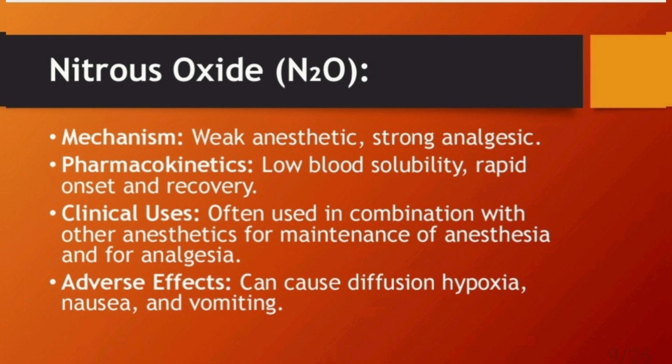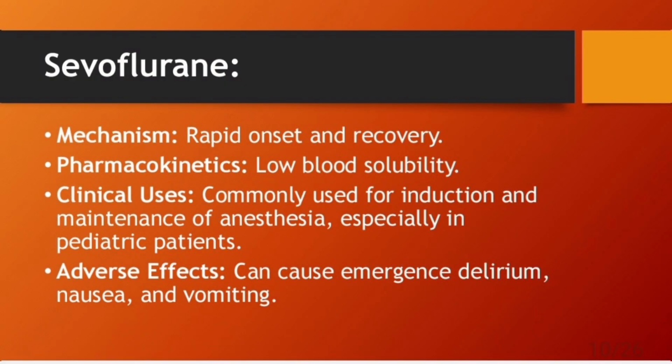Then clinical uses: it is often used in combination with other anesthetics for maintenance of anesthesia and for analgesia. As we have seen previously, it is having a rapid onset and fastest recovery, therefore for the maintenance of anesthesia it is given with other anesthetics. Then adverse effects: it can cause diffusion hypoxia. Diffusion hypoxia means there is a low amount of oxygen in the lungs because of the rapid release of nitrous oxide. Then vomiting.